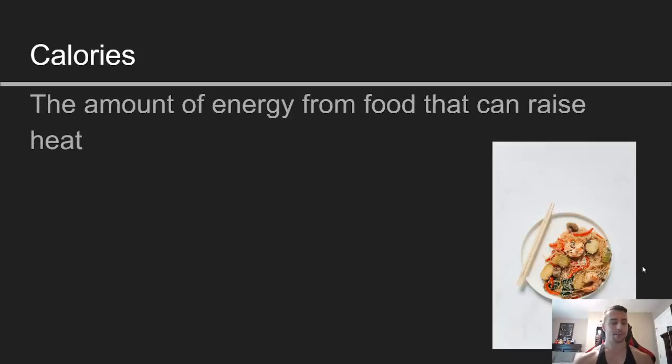So the next one we're going to talk about is pretty common. Everybody pretty much knows what this is, and this is calories. Calories is going to be at the top of the food label. It's one of the first things you're going to see on the label, and it's going to stand out because usually it's in big bold letters and a big bold number. So basically, calories are the amount of energy from food that can raise heat in the body. That's probably something you may not have known, but that's basically what a calorie is.